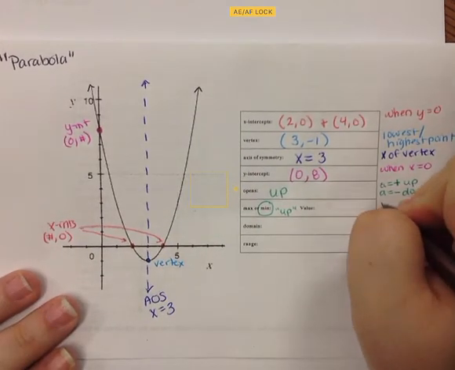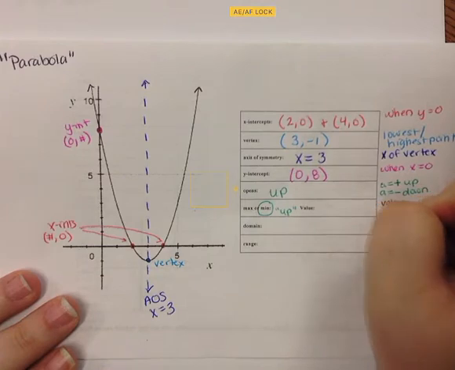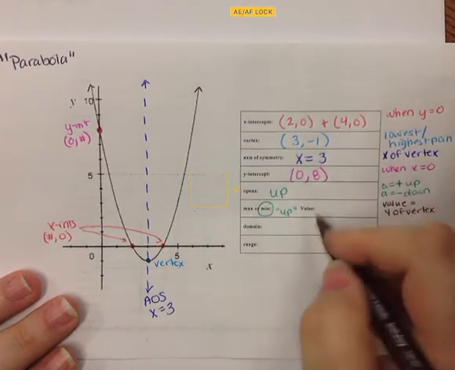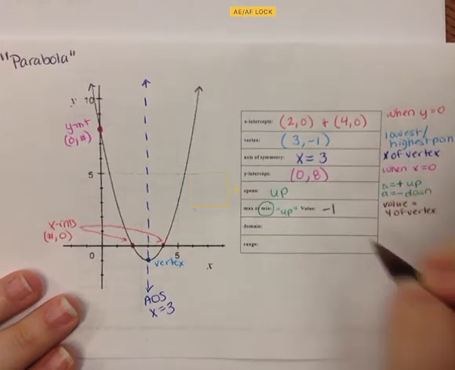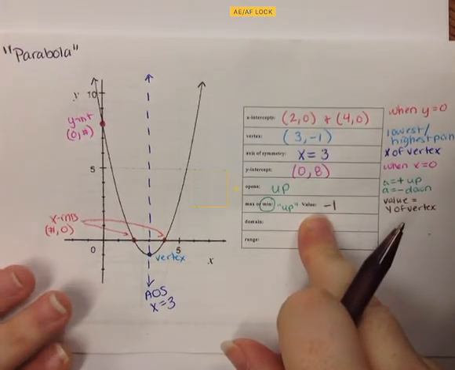So the value is equal to the y of your vertex. So the value will be equal to a -1. And this will help us later on.